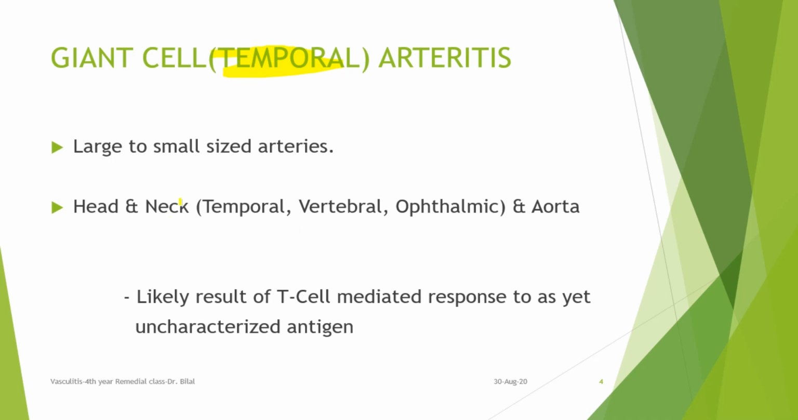Okay, now in case of giant cell temporal arteritis, the aorta and the vessels of the head and neck are most commonly affected. This is a very important point to remember: the aorta and vessels in the head and neck, particularly the temporal vessel, the vertebral vessel, and the ophthalmic vessels, get affected in cases of giant cell arteritis.